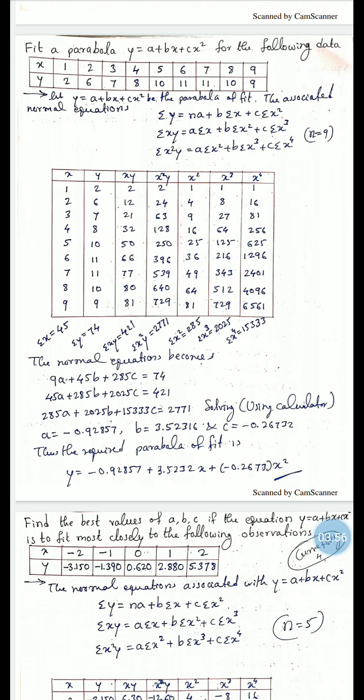Here the number of terms in the x or y row is 9, so n is equal to 9. So let us prepare the normal table. X is given, y is given.